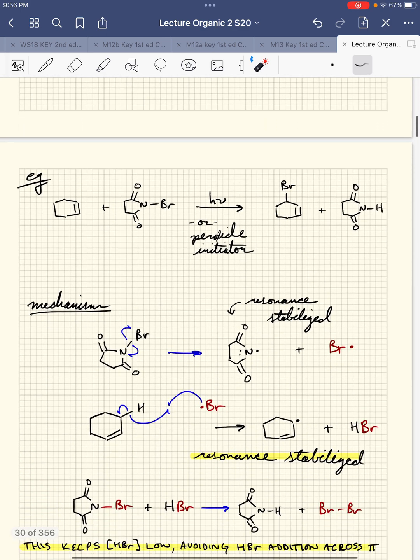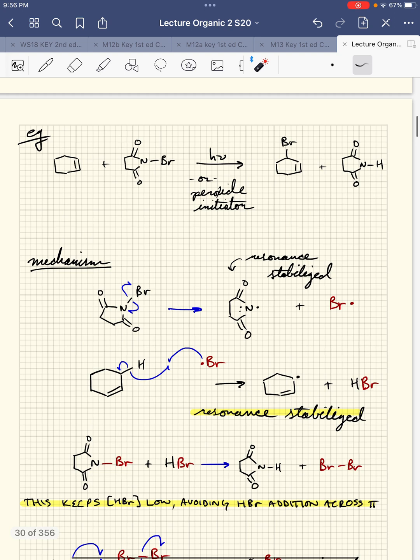To understand why this reaction proceeds with addition at the allylic position rather than addition across the pi bond, let's look at the mechanism. First is homolytic cleavage of the nitrogen-bromine bond. This bond's pretty labile to yield a pair of radicals. The Br radical can then go and abstract hydrogen from this allylic position. This is the weakest carbon-hydrogen bond on this molecule because the product is resonance stabilized.